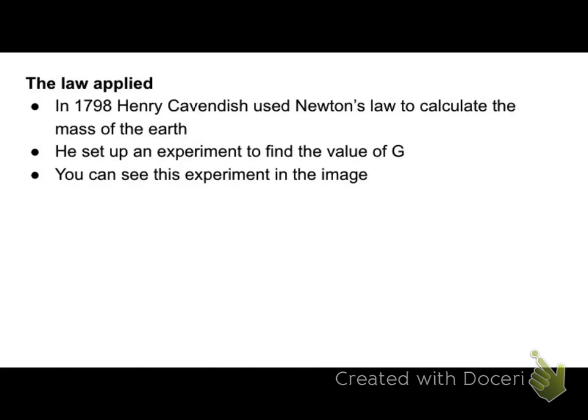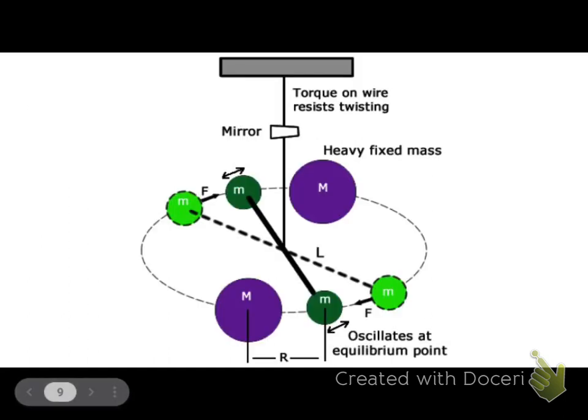So in 1798, a man named Henry Cavendish used Newton's law to calculate the mass of the Earth. He wanted to set up an experiment in order to find the value of G, and then using that value of G, he knew he would be able to calculate the mass of the Earth. So you can see his experiment here, okay? You have the picture on your notes.